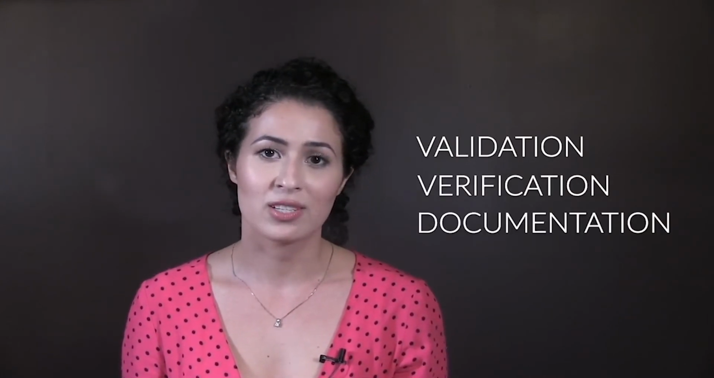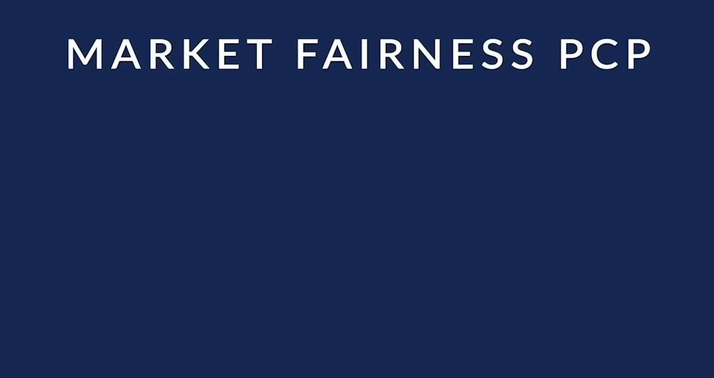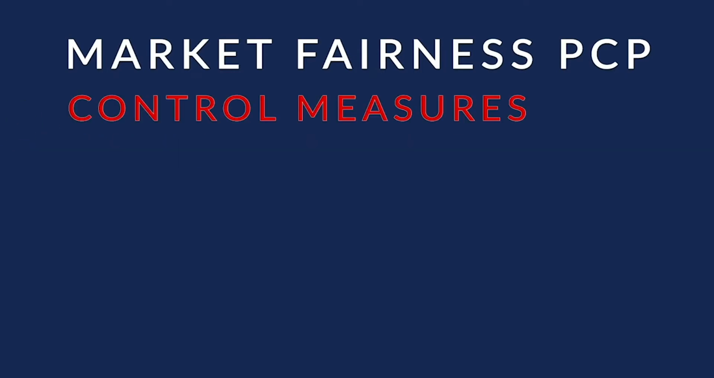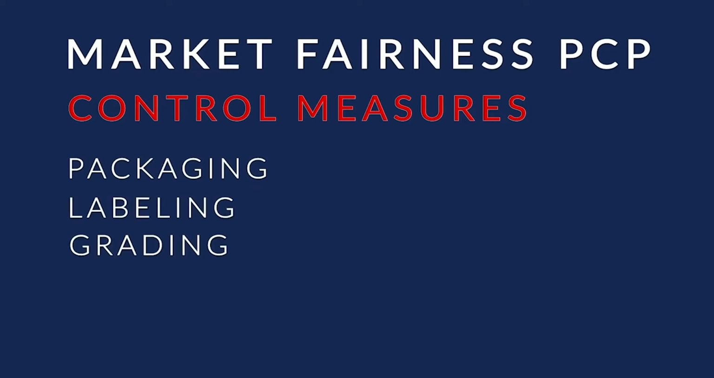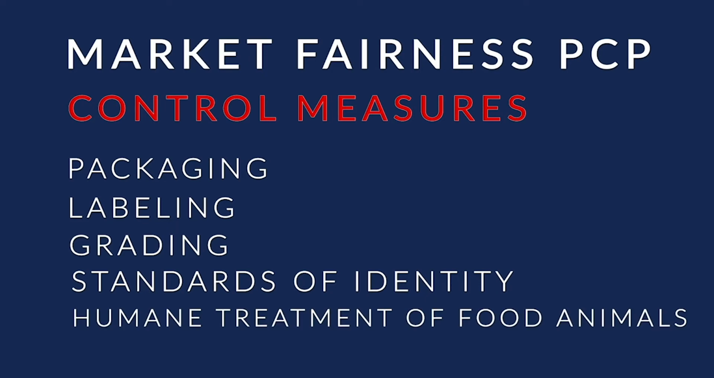The PCP is set to be outcome-based, therefore validation, verification, and documentation of the necessary control measures are required. In addition, you may also need to comply with the Market Fairness PCP to include control measures relating to compliance with requirements for packaging, labeling, grading, standards of identity, and the humane treatment of food animals for meat products.